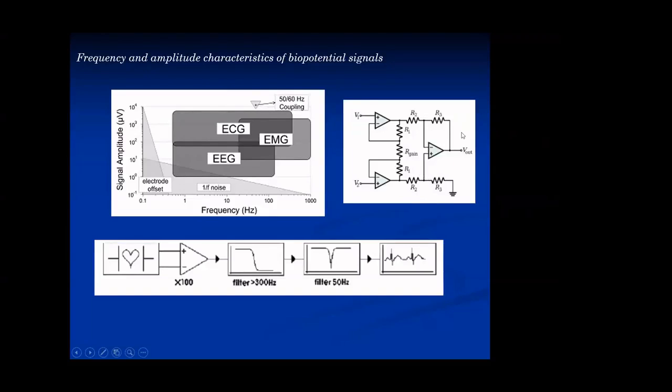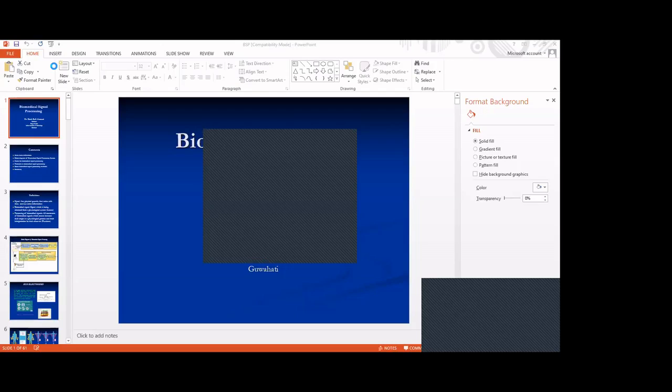Common mode rejection ratio is, so here in addition to the desired signal, some noise also will be present.